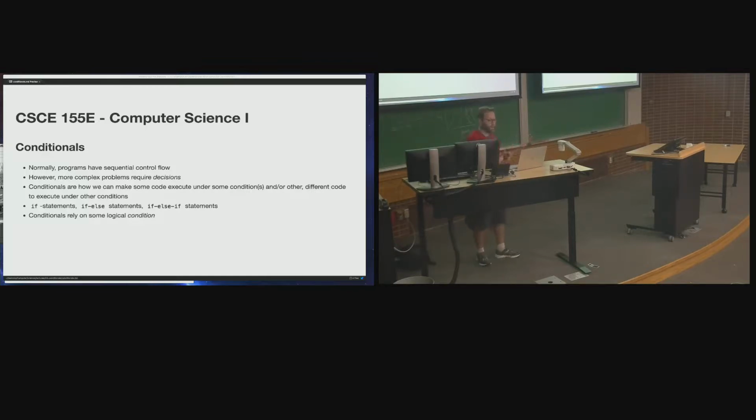Otherwise, today we'll start on conditionals. Beyond normal input-output programs, you're going to have to make decisions at some point, or write code in order to make decisions, maybe complex decisions. Normally, you have the sequential control flow where it starts at the top of the program and goes line by line, top to bottom, left to right. You can change that process by putting in conditional statements. You can make some code execute under some conditions, or make different code execute under different conditions.